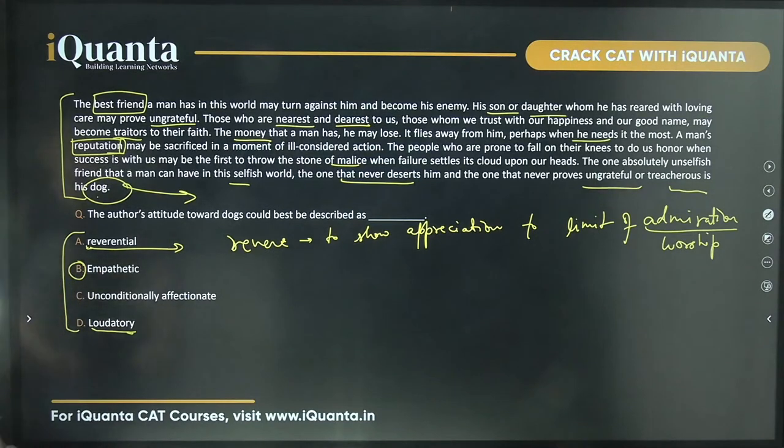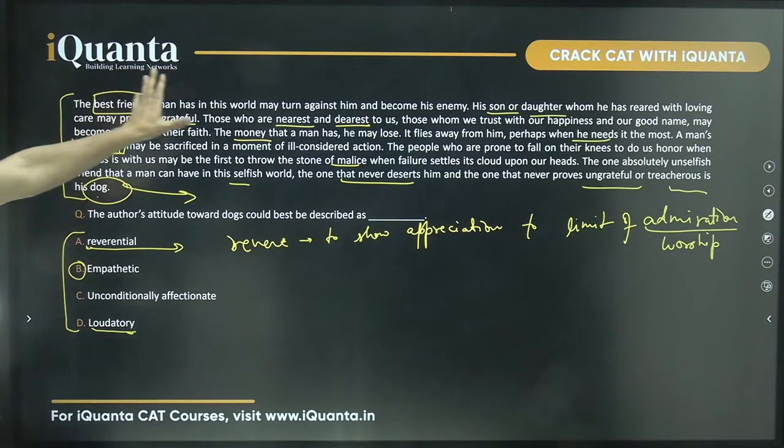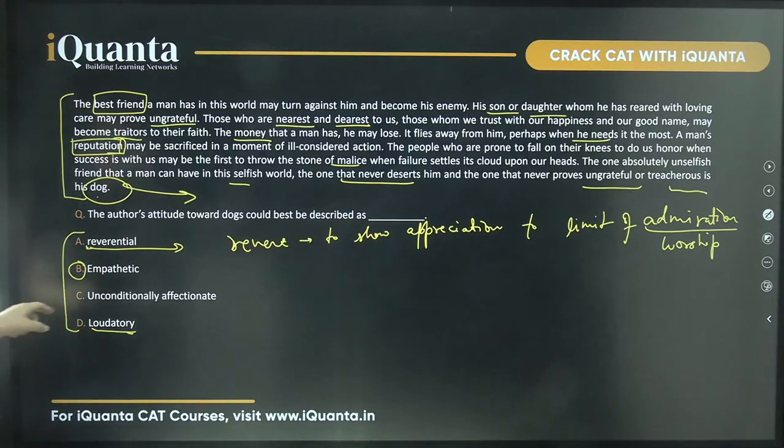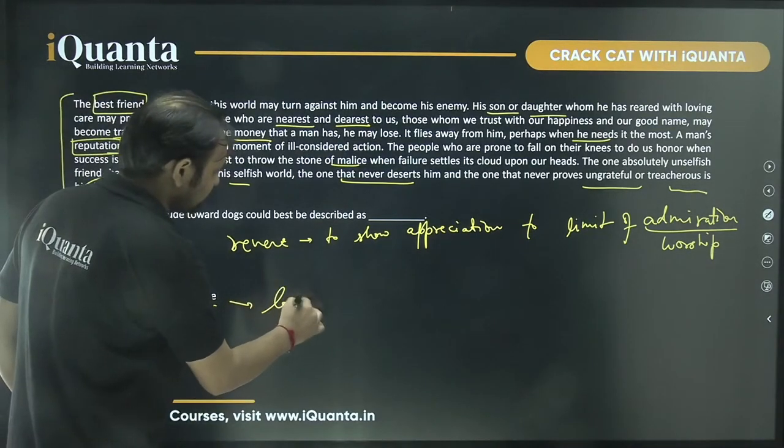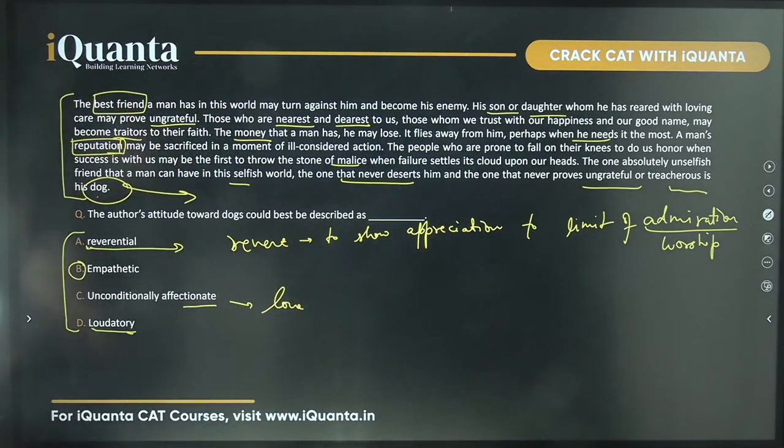No, empathetic has got nothing to do with this kind of writing. And unconditionally affectionate. So affection is like love. And here you will show your love to your dog. That I love my dog a lot, and I can do anything for my dog. This kind of writing could have been unconditional affection. But here, because you have crossed every limit, every boundary of normal appreciation, it has fallen into the category of worshipping your dog.